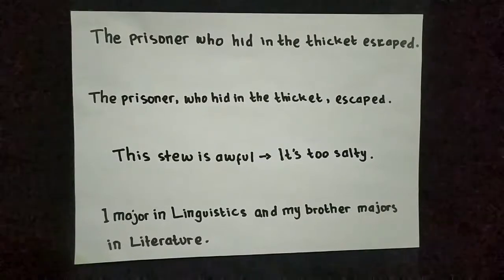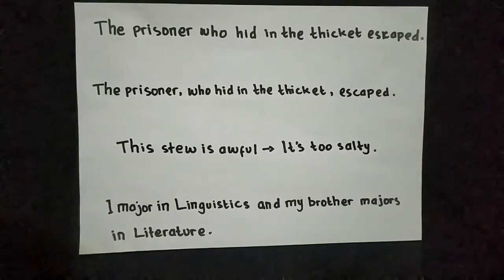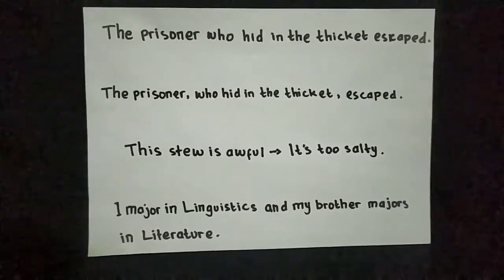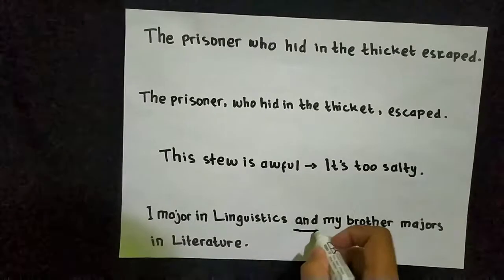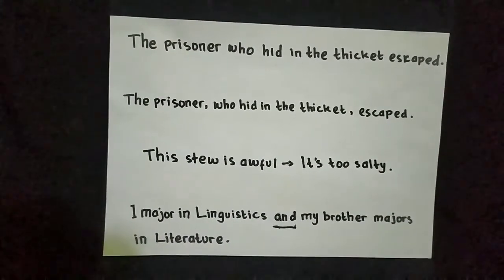And the second one is extension. Extension is when one clause extends the meaning of another by adding something new, such as and, but, or. For example, I major in linguistics and my brother majors in literature. And indicates the extension.